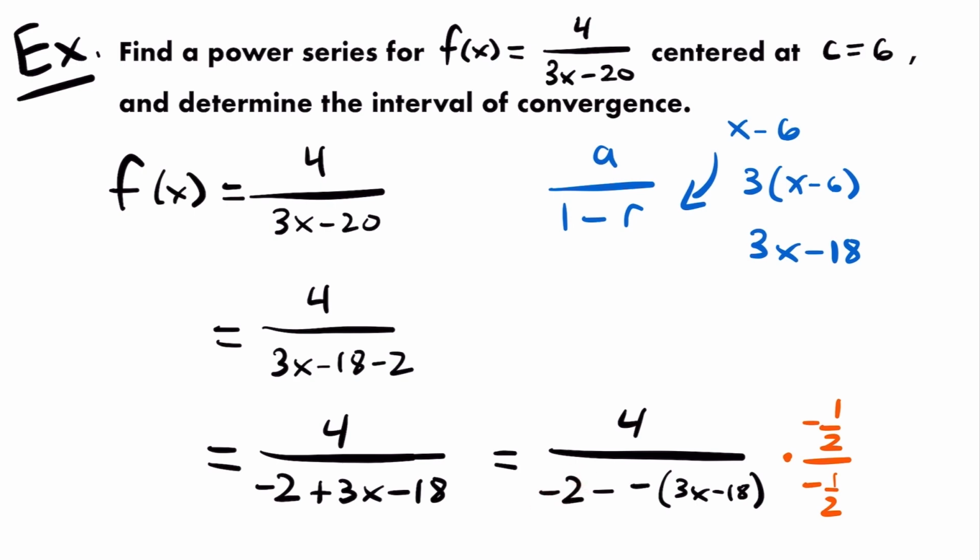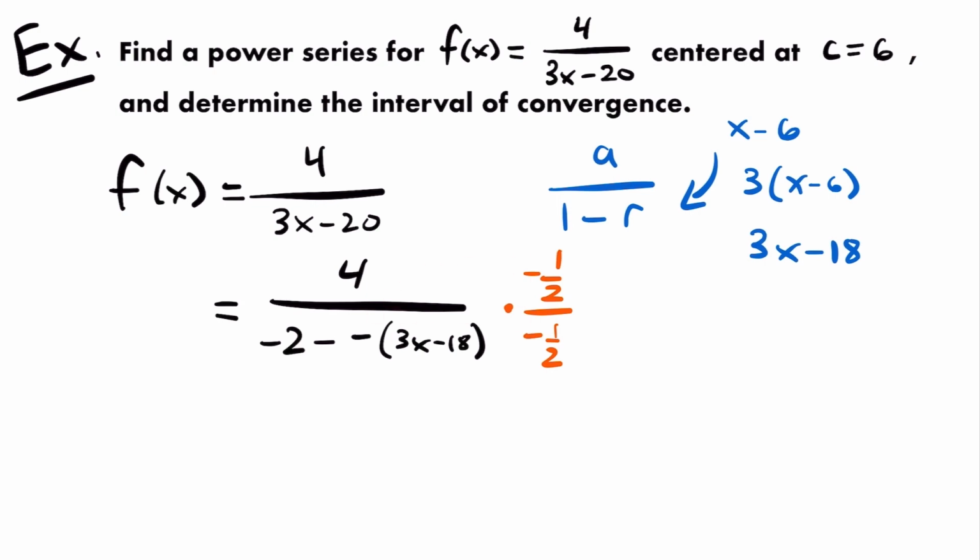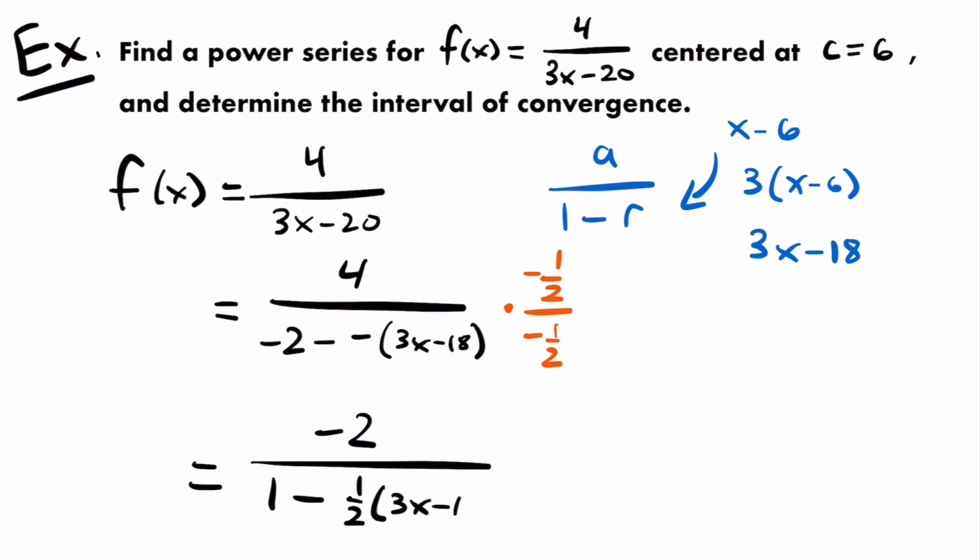Okay, so if I clean up my work here, let's go through with this multiplication. 4 times negative 1/2 will be negative 2. So this will be equal to negative 2 divided by negative 1/2 times negative 2, that's 1, and then we're going to be subtracting negative 1/2 times negative 3x minus 18. Those negatives will cancel out, and so we're just going to have 1/2 times 3x minus 18. Okay, and so now we have our constant in the numerator, and then we have 1 minus our common ratio. And I'll put parentheses around that whole thing. This whole expression is going to be our common ratio r.